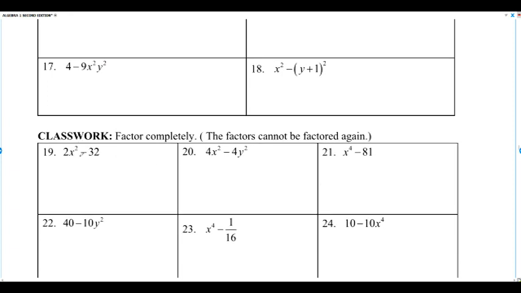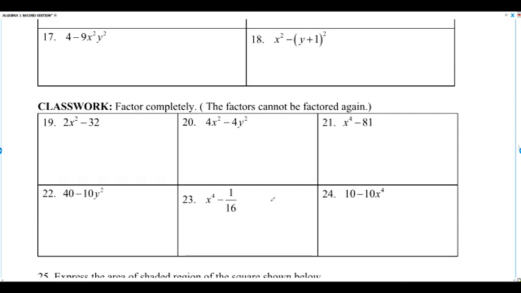But when you have this one, 2x squared minus 32, these two terms have a common factor, right? So always you need to move it out. So 2 is out, x squared minus 16, that's it. But we continue this one. We are not done. Inside the parentheses is still factorable, because it is a difference of perfect squares. So this way it is x plus 4 and x minus 4, okay?